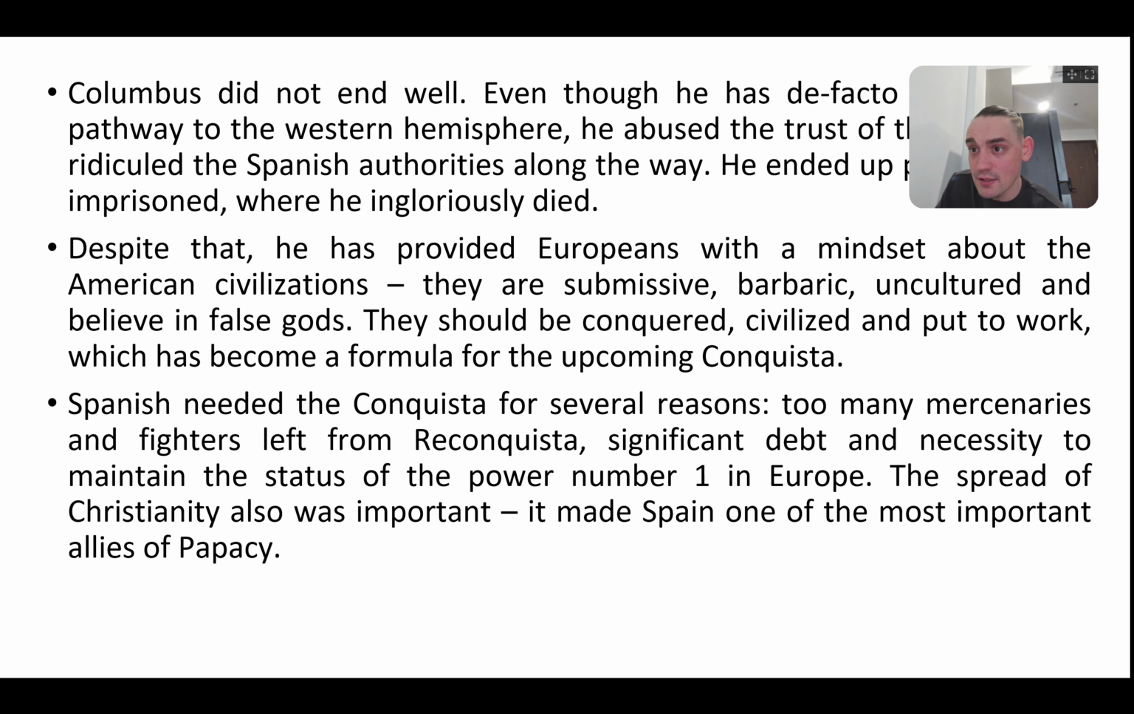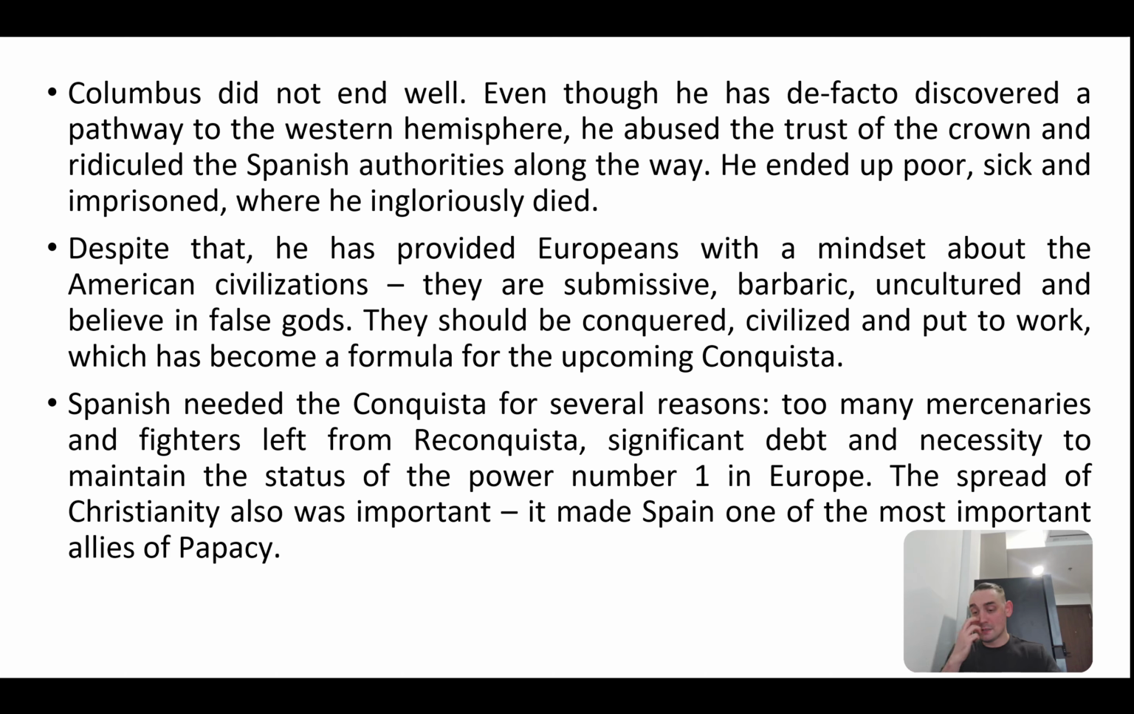However, the St. Helena Island really did turn into a pivotal base for the Spaniards and the Western Hemisphere, from which they expanded elsewhere. So again, Columbus did not end well. I already said that. Despite that, he has provided Europeans with a mindset about Americans, right? Because he has written on so many occasions that the locals are underdeveloped, barbaric, tribal, unworthy of civilizing. He was like, just put them to work, enslave them, conquer them. And this is the famous formula of Conquista, right? Conquer, put them to work, civilize when you can, baptize. That's it. Absolutely unconsiderate of any developments, of any knowledge, of any qualities that these people would actually have.